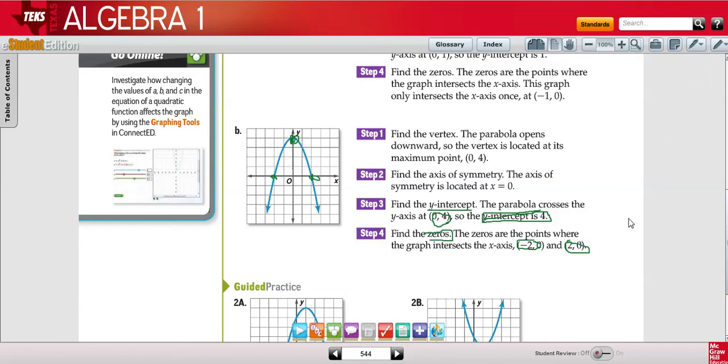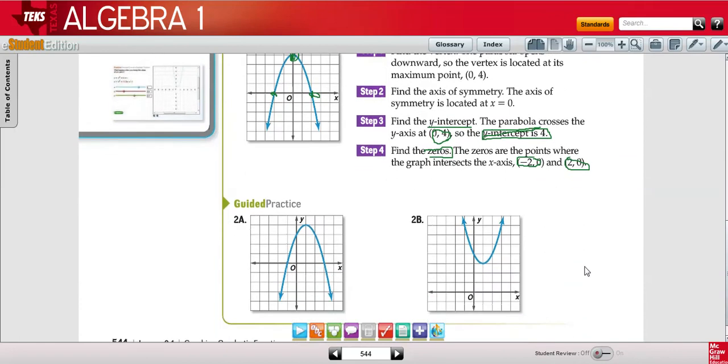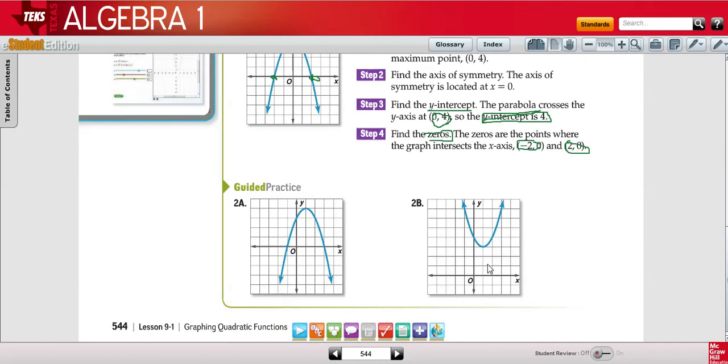Now that we've explained both of these examples, I want you to do the guided practice 2A and 2B in your spiral. You're doing these 2 examples in your spiral, not on your Cornell notes. The next section of the notes will be explained in the next video.